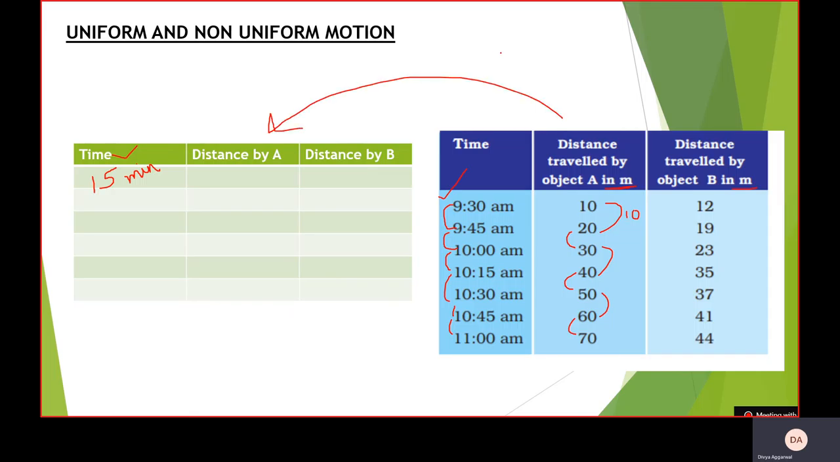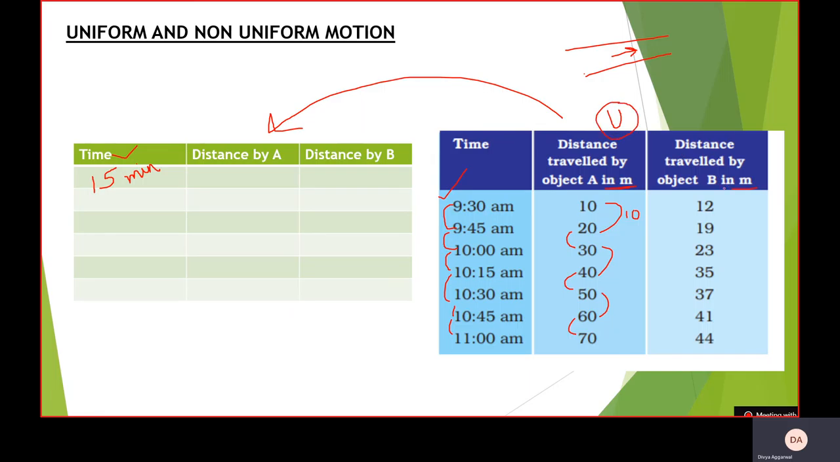Now what you need to remember is that both of these motions are taking place in a straight line. You need to understand that it's in a straight line and keep care of that. Whenever a question is asked if the motion is uniform or non-uniform, first you need to see whether the path is a straight line or it's a curve. Now next, for object B, so I can say that this is a case of uniform motion.